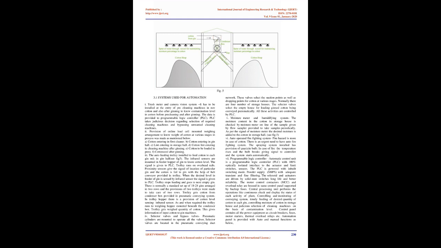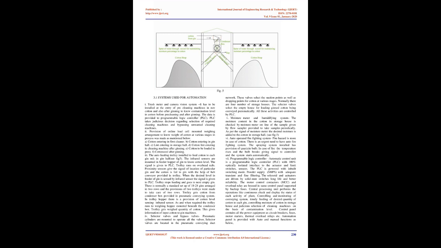3.1 Systems used for automation. 1. Trash meter and camera vision system. It has to be installed at the entry of pre-cleaning machines for raw cotton and also after ginning to know the contamination level in cotton before pre-cleaning and after ginning. The data is provided to the Programmable Logic Controller, PLC. The PLC takes a judicious decision regarding selection of required cleaning machines and bypassing unwanted cleaning machines.